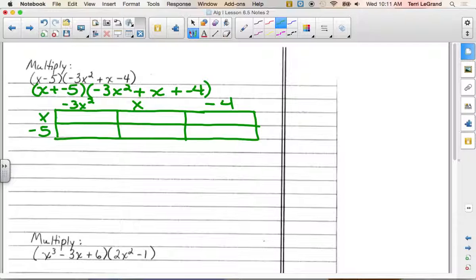Okay, let's show our multiplication here. x times negative 3x squared. We have x times x. And we have x times negative 4. And you set up the other 3 multiplications. What would the other 3 multiplications look like?